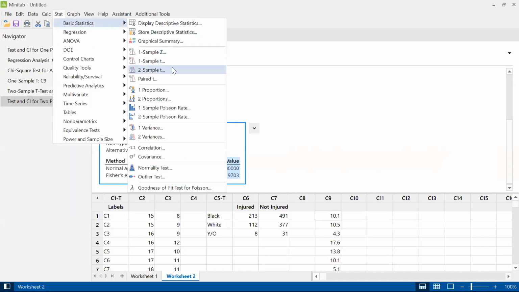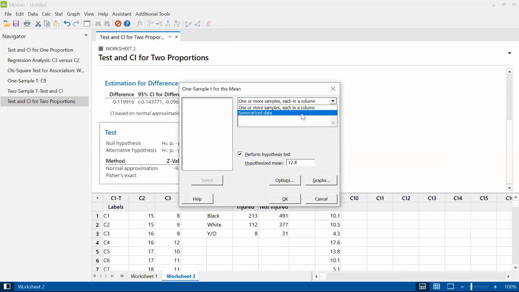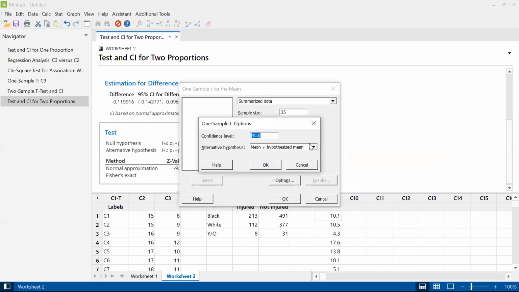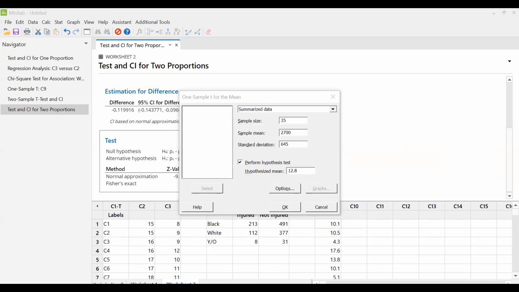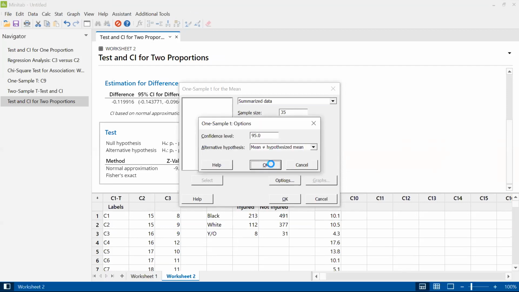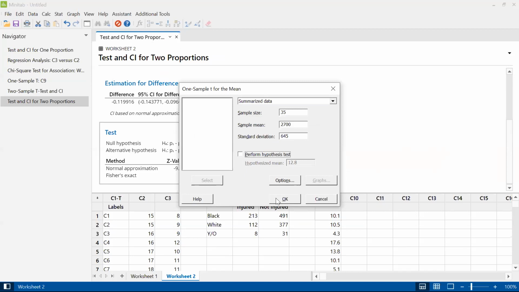Stat, basic statistics, one sample T. This time we have summarized data. There were 35 individuals in the study. Their mean was 2,700 and their standard deviation was 645. We are looking for a 95% confidence interval, so 95%, and we're not bothering with a hypothesis test this time, so I'm just going to uncheck that.